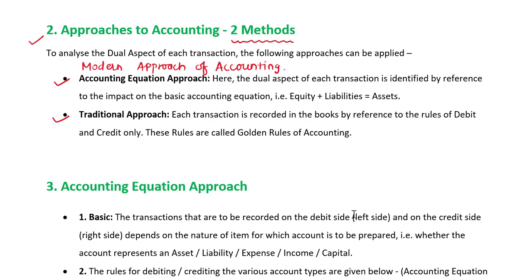In case of the modern approach, how do we record books of accounts? We record books of accounts through the accounting equation. Now you should understand what an accounting equation is. It's very simple. I am writing over here an accounting equation, that is assets equal to liabilities plus equity, that is capital.